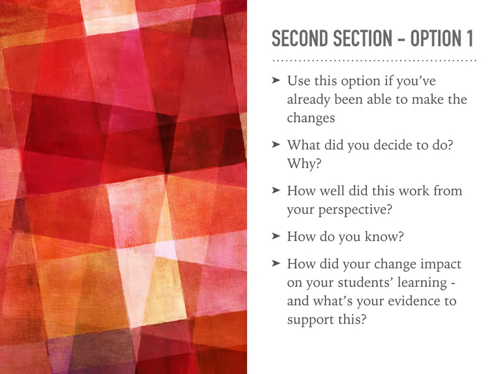But then don't forget you need to include the students' perspective as well. So you might have felt better about your own teaching, but how did your change also impact on your students' learning? Hopefully positively, and what's your evidence to support this? If you made a change and you felt really happy with it, but you didn't really see that it actually made much difference to your students' learning, that's completely fine, but that's what you write in the assignment.